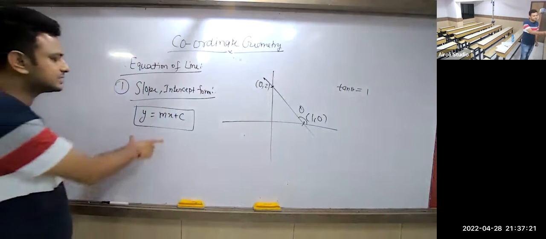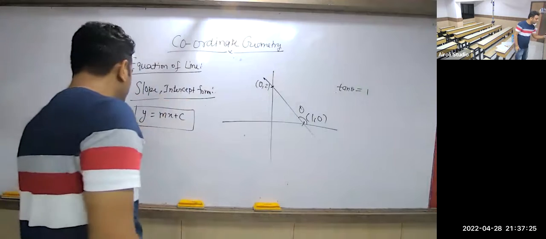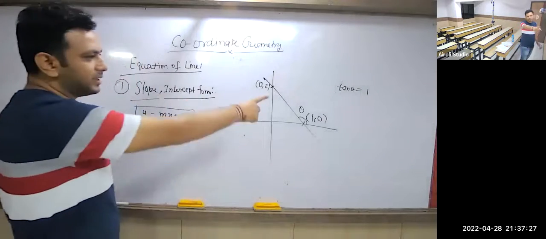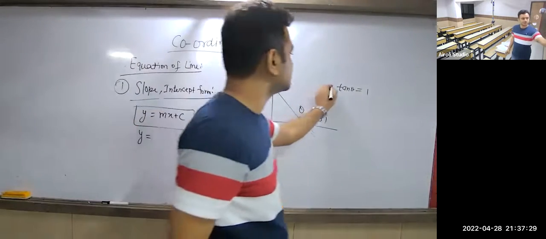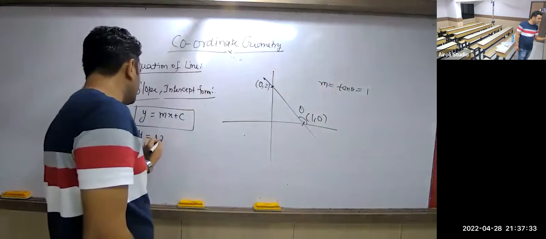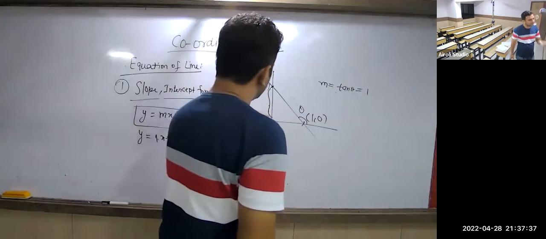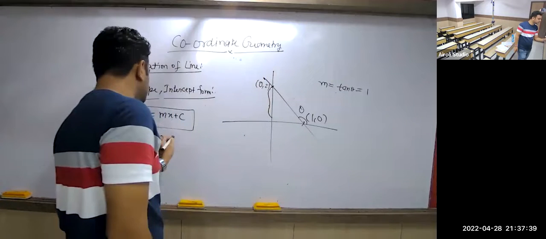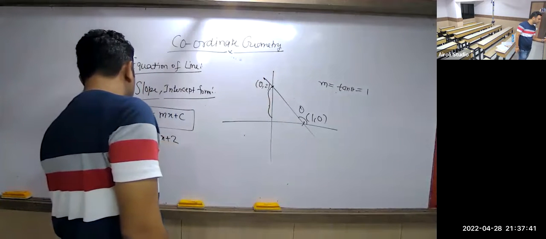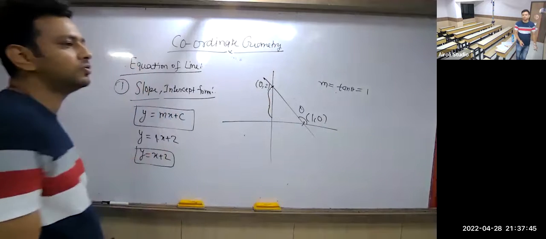So we have this slope intercept form. That will be y equals m x plus c, where m means tan theta. The value of tan theta is given as 1, so this will be 1 times x plus the intercept. Intercept means with the y-axis, so this will be 2. So the equation of the line will be y equals x plus 2. Got it? Any doubt?